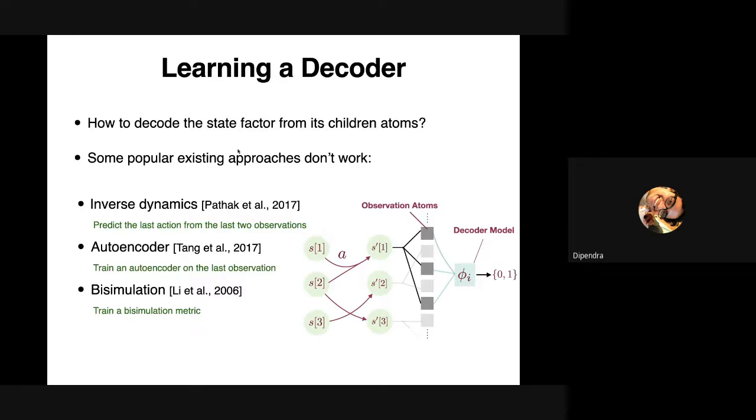So one thing which we showed in a prior work is that a lot of existing approaches that people have tried provably do not work. They may work in some problems, and empirically they could be very compelling, but we can construct counterexamples where such approaches do not work. Some of them are inverse dynamics, where we predict the last action, in this case A, from the last two observations, which would be x prime, which is emitted from s prime, and x emitted from s.